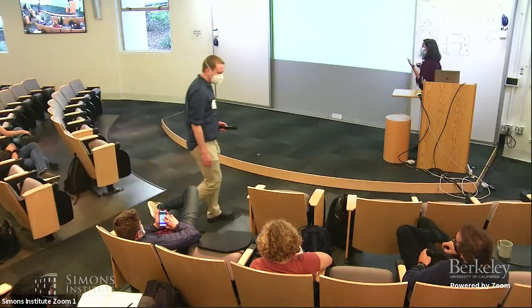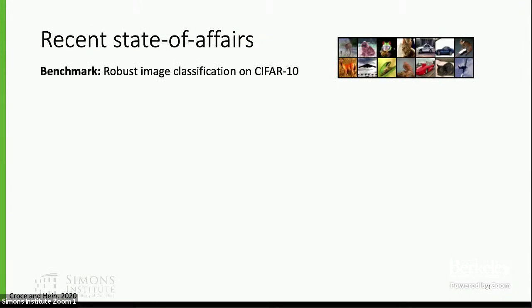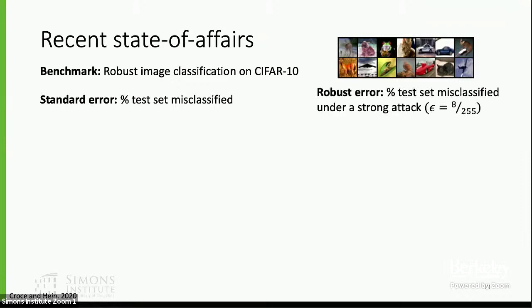So with a better handle on evaluation, we can go back and look at how we are actually making things robust. So let's look at a slightly more complex benchmark called CIFAR-10, which is this image classification data set. You have 10 classes and you want to predict which of the classes the image is. You can measure the standard error, which is what percent of the test set is misclassified. That's usually what we measure. And we can also look at robust error, which is how well things perform in the presence of attacks. So you take an image, you allow an adversary to perturb it by some epsilon so that it's still small, and you see whether the network can get it right.